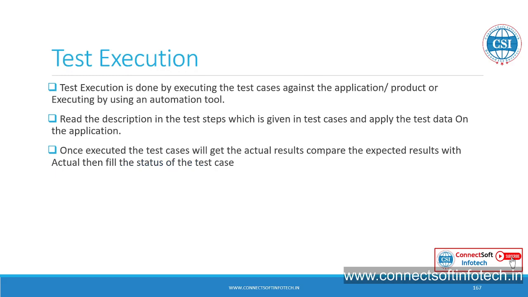Okay, this is one phase in the STLC process, that is what test execution. So what is mean by the execution of the test cases? That is what you are going to execute the test case, okay, manually or by automation. So test execution is done by executing the test cases against the application or product, or executing by using an automation tool. So we can execute the test case manually as well as automation to check the requirement, okay, that is fulfilling or not.